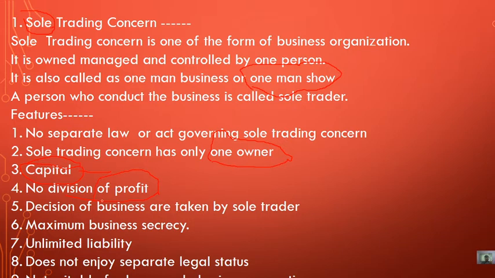Next, maximum business secrecy. As a sole trader, how he runs his business, how he formulates or decides various strategies and policies for his business, all these things are secrets of his organization. If he opens his secrets, then other competitors also follow these things and get a profit through the buying, selling activity or trading activity in the market for their businesses. So the sole trader keeps all the secrets of his business as a secret. So maximum business secrecy, because he is the only one person who knows all the secrets of his organization. So he keeps all the secrets as a secret, known as maximum business secrecy.